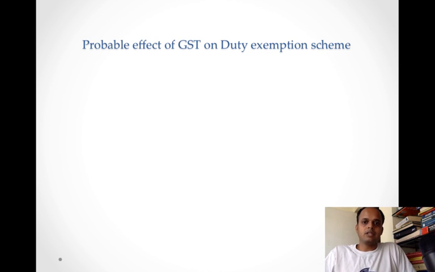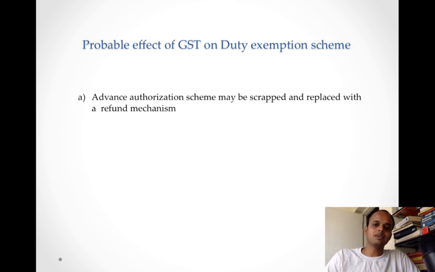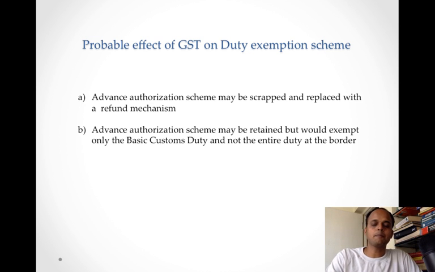So the probable effect of GST on the duty exemption scheme: the Advance Authorization Scheme may be scrapped and replaced with a refund mechanism. That is one possibility. The Advance Authorization Scheme may be retained but would exempt only the basic customs duty and not the entire duty at the border. The scheme as it exists today exempts all the duties, including any anti-dumping duty that might be leviable on a product, but it might not be so in future if it is tweaked to an extent where only BCD is exempted.